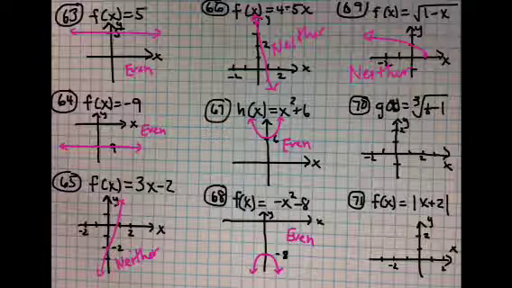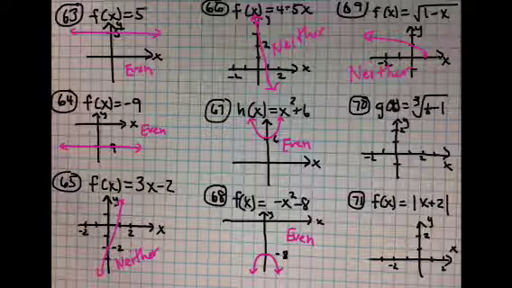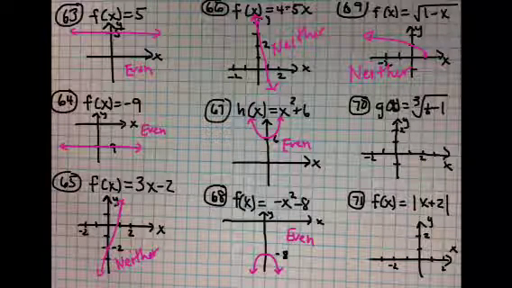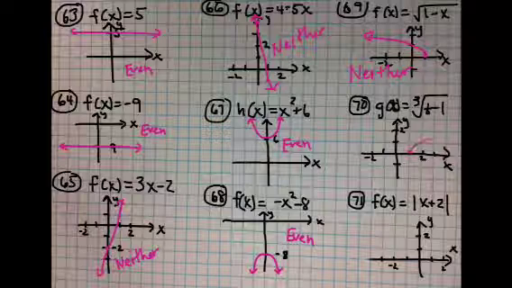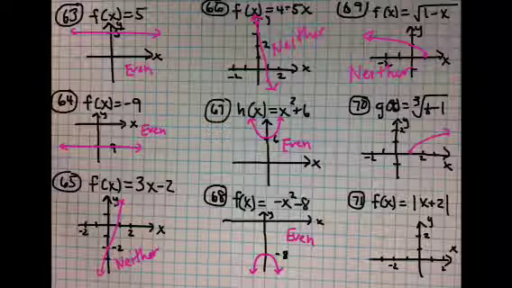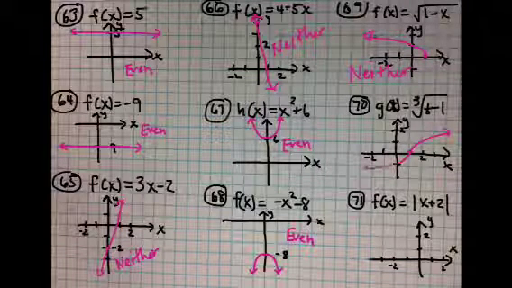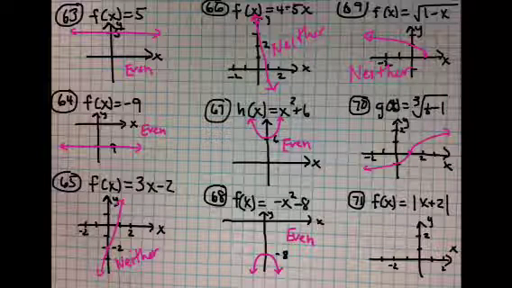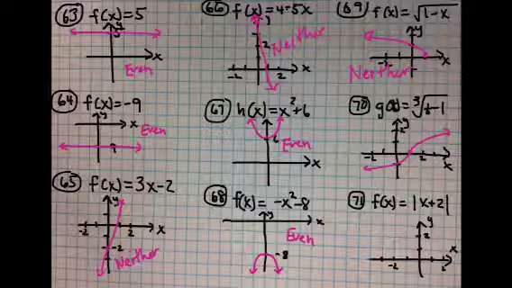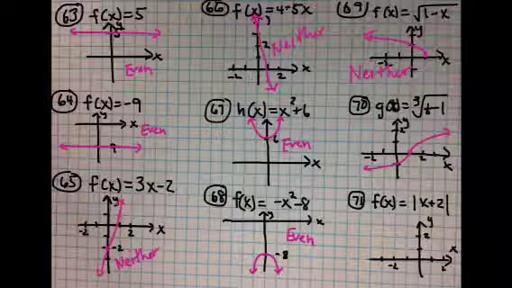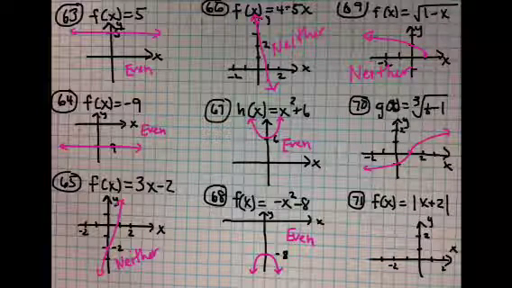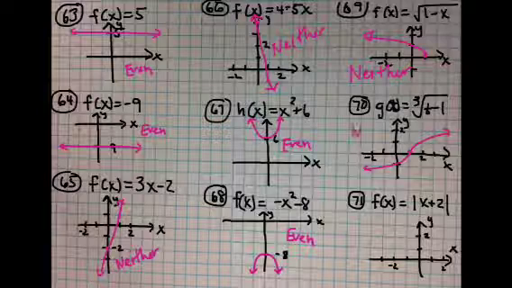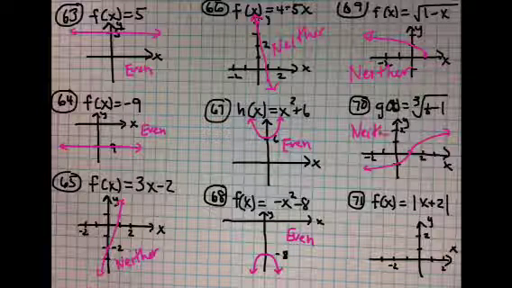Okay. Number 70, cube root of t minus 1. So it looks something like this. Kind of curves out this way and then curves down this way. This one is not symmetric with respect to the y-axis, so it's not even, and it's not symmetric with respect to the origin, so it's not odd. So this one is neither.